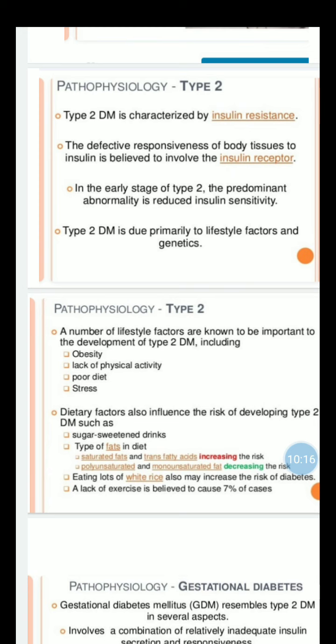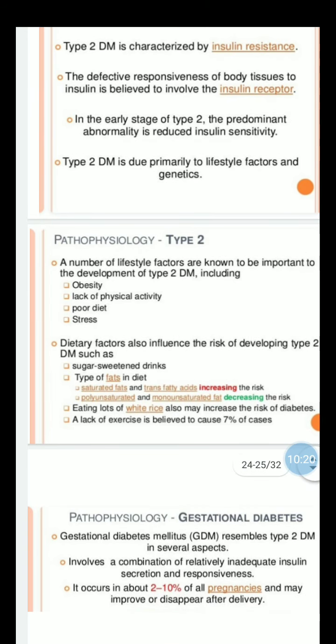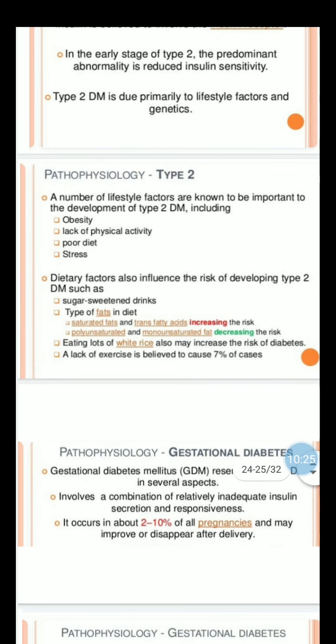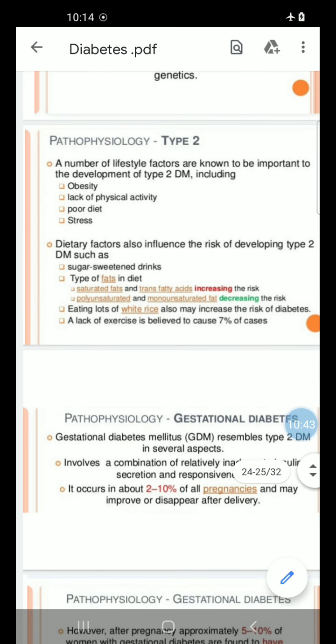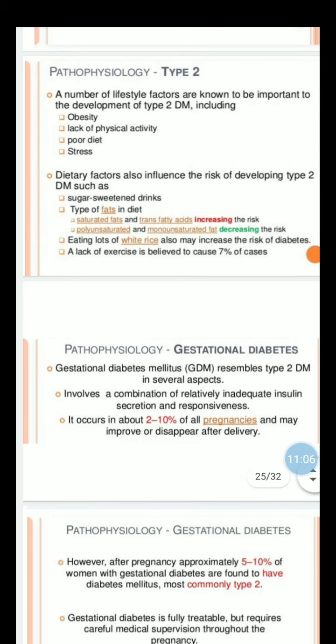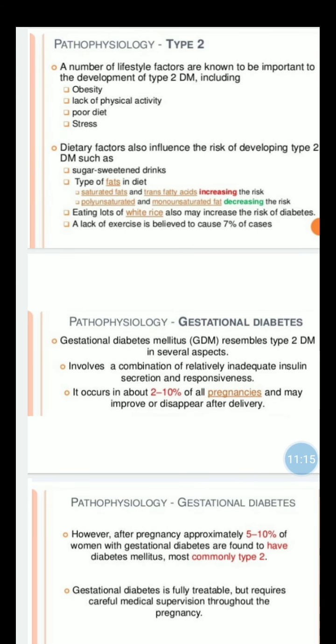A number of lifestyle factors, for example obesity, lack of physical activity, poor diet, and stress. Dietary factors also influence the risk of developing type 2 diabetes, such as sugar sweetened drinks. Then the type of fats in the diet: saturated fats and trans fatty acids increase the risk, while polyunsaturated and monounsaturated fats decrease the risk. Eating a lot of white rice may also increase the risk of diabetes. Lack of exercise is a 7% cause of diabetes.